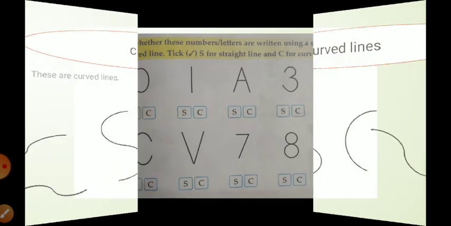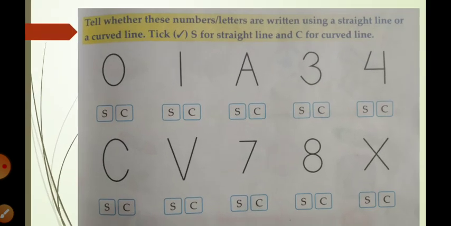Now we will move to our exercise regarding it. Below that, the exercise is given. Tell whether these numbers and letters are written using a straight line or a curved line. Tick S for the straight line and C for the curved line. Here some numbers and letters are given. So what you have to do? You have to tick S if the numbers are drawn using straight lines, and if they are using curved lines, then you have to tick C.